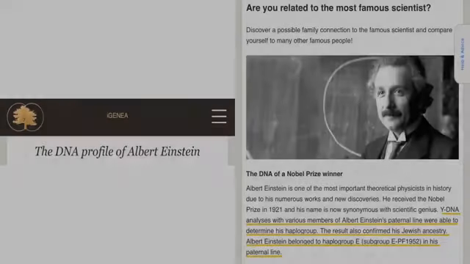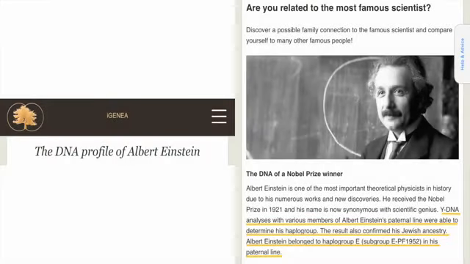What's interesting about this subclade of haplogroup E is that famous Jews such as Albert Einstein carried it. According to iGENEA, in an article titled The DNA Profile of Albert Einstein, it reads: DNA analysis with various members of Albert Einstein's paternal lineage was able to determine his haplogroup. The result also confirmed his Jewish ancestry. Albert Einstein belonged to haplogroup E, subgroup E-PF1952, in his paternal lineage.